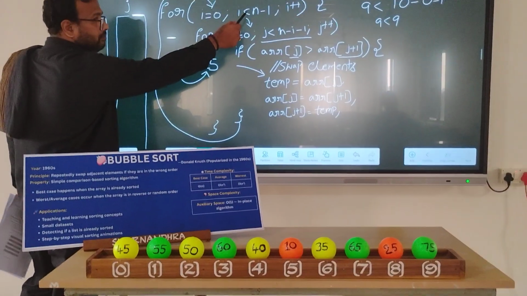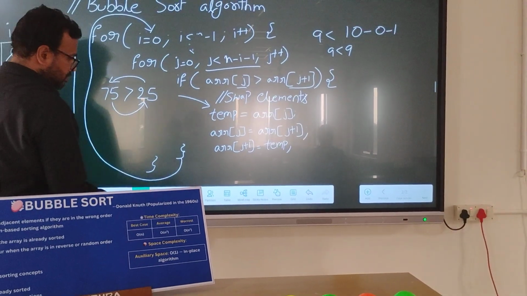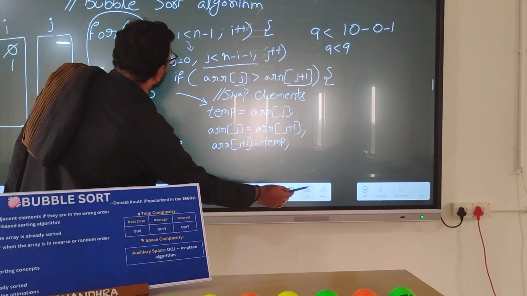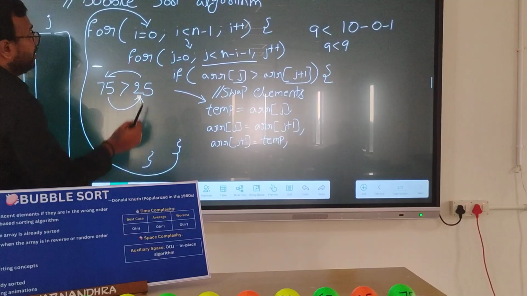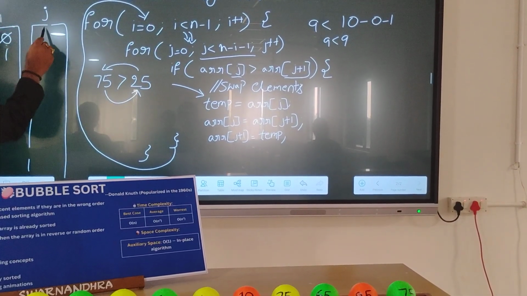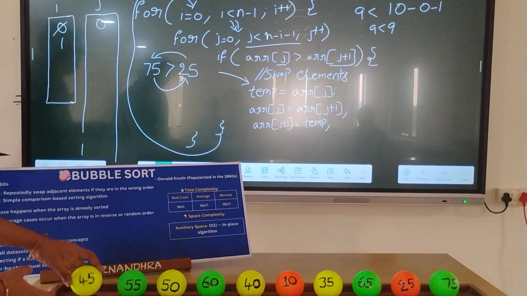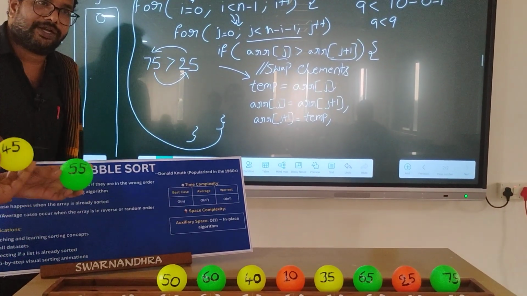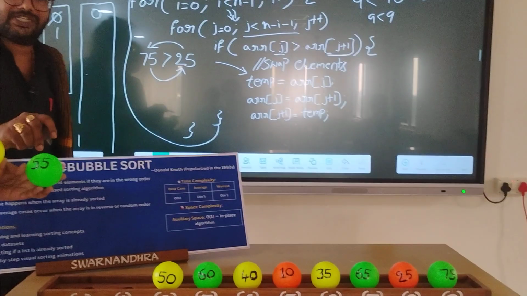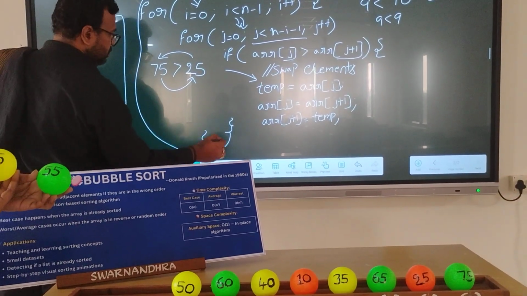1 less than 9, the condition is true. Enter into the inner loop. Again, J becomes 0. Now the same process. What is the basic principle of bubble sort? We check adjacent elements. Now J is 0 and J plus 1 is 1. The values are 45 and 55.